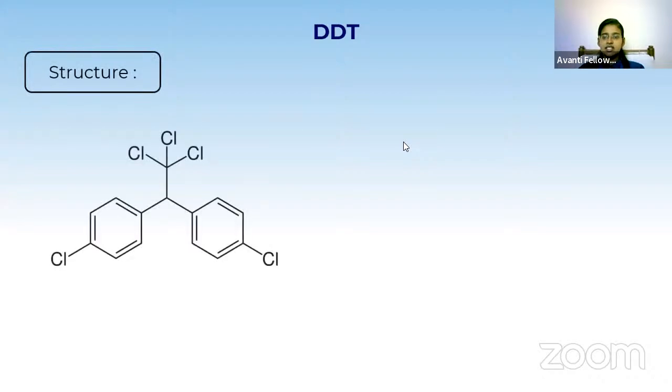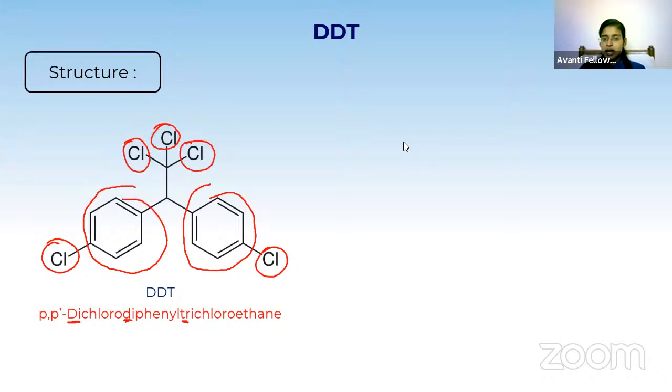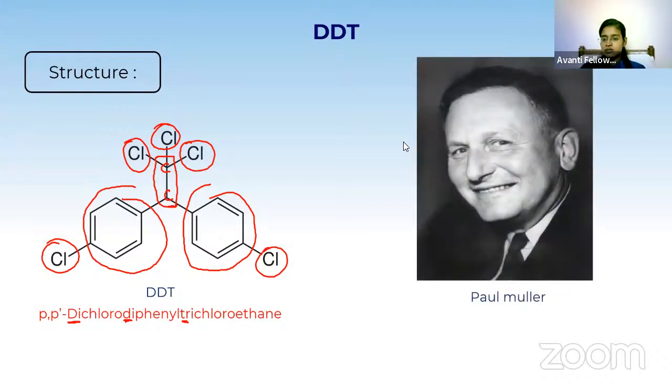Now coming to the sixth compound, which is DDT. This is the DDT structure, and the full form of DDT is dichloro diphenyl trichloroethane. Dichloro and diphenyl, trichloro, and here we have 2 carbons, right? Ethane. Got it?